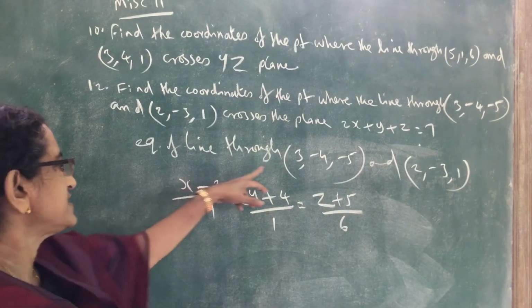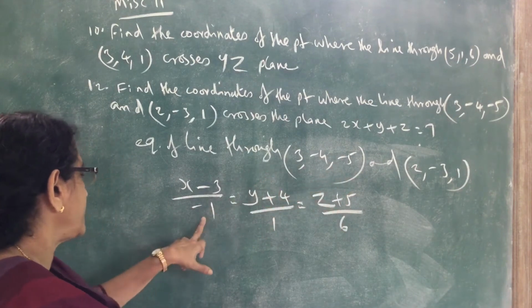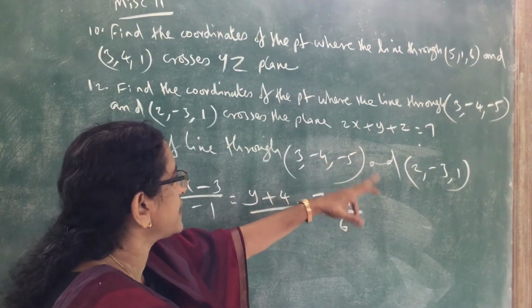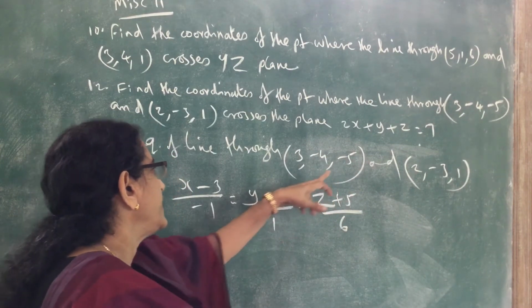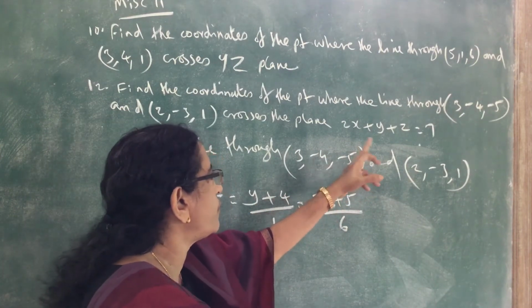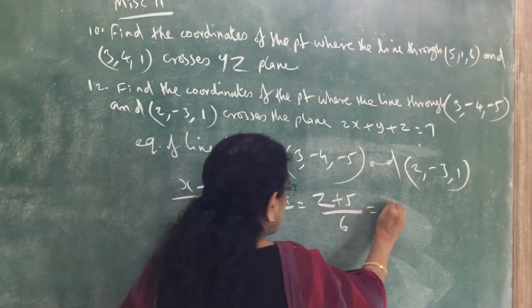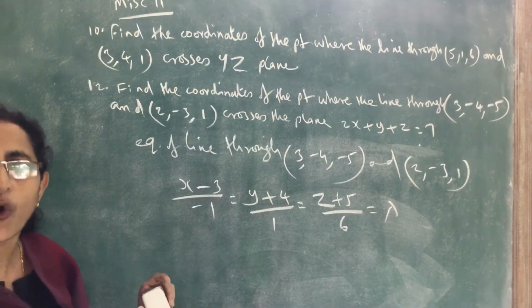So (x - 3)/(2 - 3) = (x - 3)/(-1), (y + 4)/(-3 + 4) = (y + 4)/1, and (z + 5)/(1 + 5) = (z + 5)/6. So this is the equation of the line. We can equate it to lambda and we get the general point on this line.